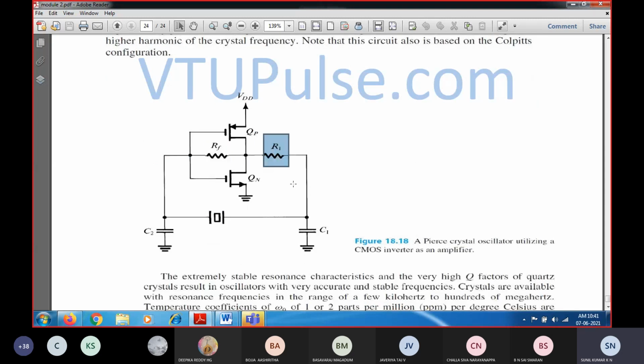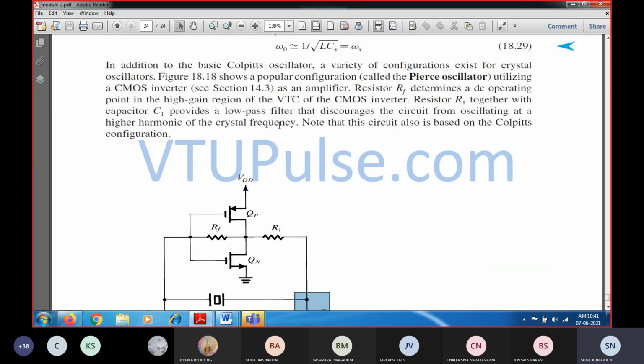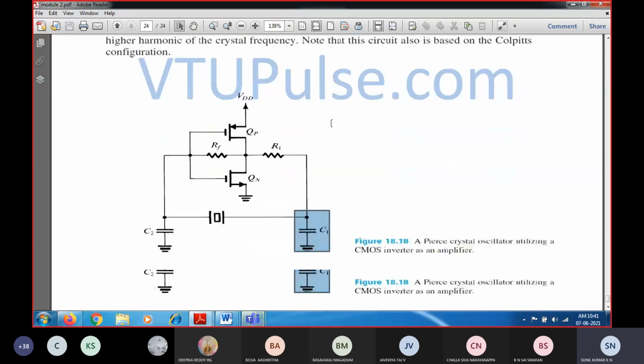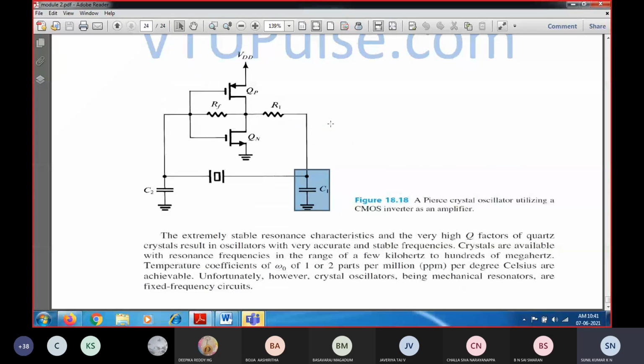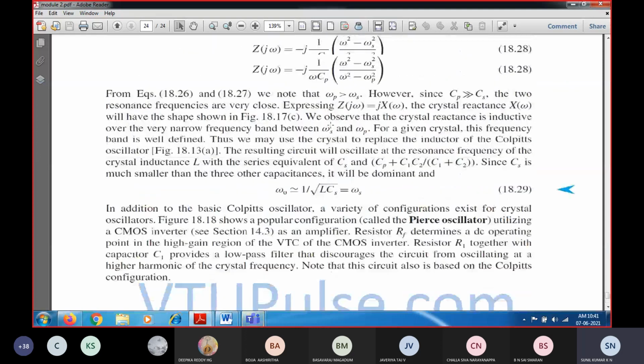So R1 and C1 are going to provide a low pass type frequency response, because RC corresponds to a low pass type filter, which prevents oscillating at the higher harmonics of the crystal frequency. So this is about the Pierce oscillator.